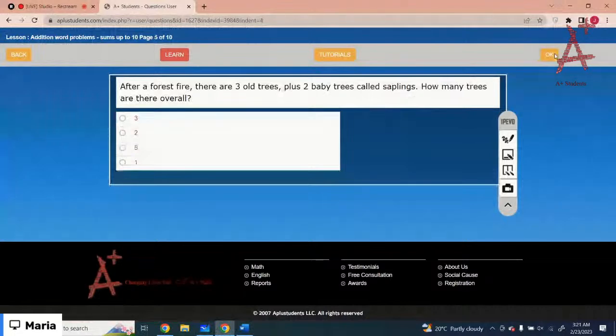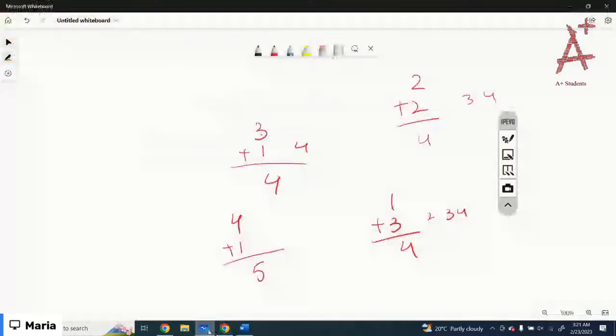After a forest fire, there are 3 old trees plus 2 baby trees called saplings. How many trees are there overall? So you have to calculate the total trees. So you have to add 3 plus 2. Got it? So start with 3 and count up 2: 3, 4 and 5.